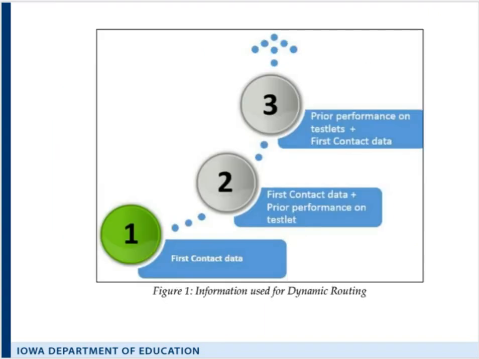I think this graphic also kind of helps us visualize what's really happening. First off, all the system knows is what you put in as the first contact data from that survey, and it's going to recommend a linkage level for DLM for that student. But as we continue, as we give tests, it's going to be combining first contact data plus prior performance, and the more testlets we take, the system will rely more on prior performance, how the student is performing, and less on first contact data.